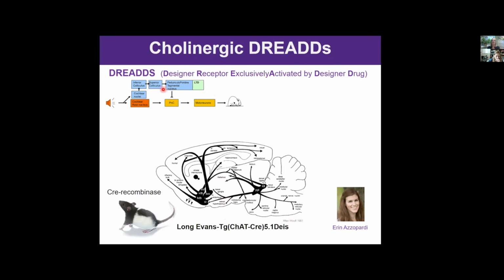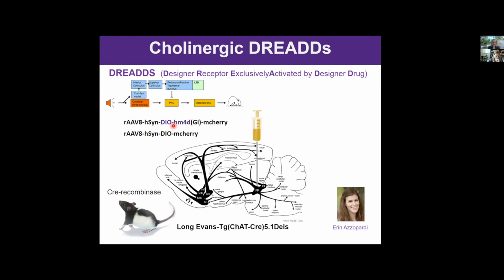So what we did in the next experiment first is we inhibited the cholinergic neurons using DREADDs, which is another genetic model. DREADD stands for designer receptor exclusively activated by a designer drug. And so these constructs are again injected into the Long Evans Cntnap2 rats. So only cholinergic neurons express the constructs. But the constructs this time contained an artificial receptor that inhibits neurons.